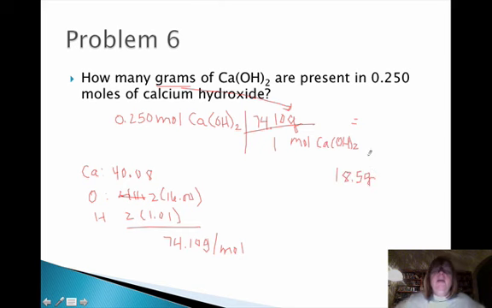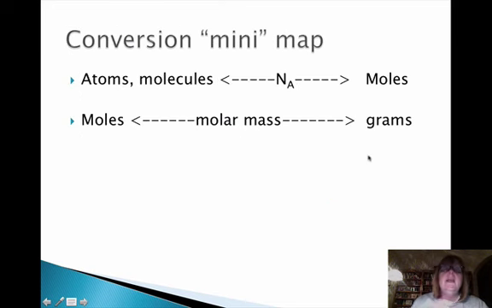Okay, so if you have atoms or molecules and you want moles, or if you have moles and you want molecules or atoms, use Avogadro's number. If you have grams and want moles, or moles and you want grams, you use the molar mass. So here's a little mini conversion map. That's just what I had said. Atoms or molecules, use Avogadro's number to go back and forth. Whenever you start with moles, you multiply by Avogadro's number. Down here, if you start with moles, you multiply by molar mass. If you have grams, you divide by molar mass to get back to moles. We're going to practice this. It's pretty important, and luckily, it's pretty easy.